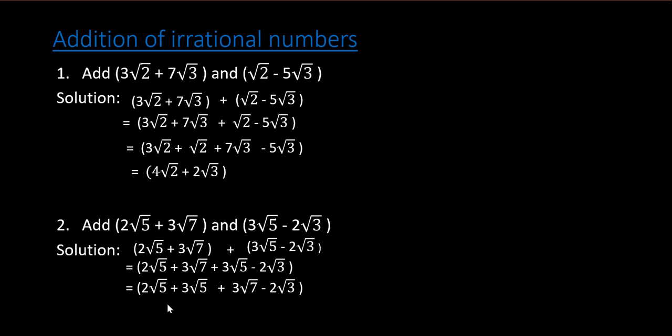So here we can see these two are similar, so we can add them, and these two are different, so they will be as they are. So we can write here 2 plus 3 we have 5, so 5 root 5 plus 3 root 7 minus 2 root 3.